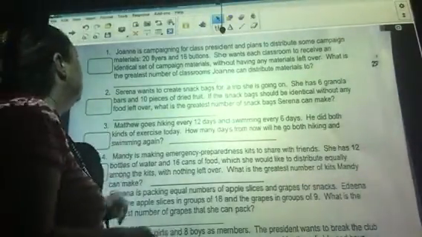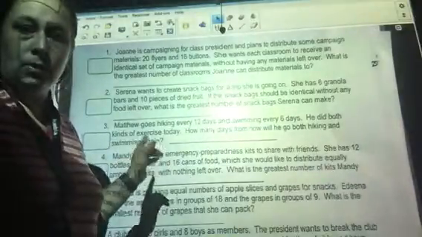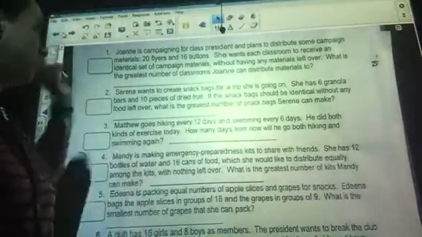All right, let's look at number one. Number one, and you should have this sheet with you, by the way. So make sure you have this sheet out so you can do it right along with me. I'm going to do number one.